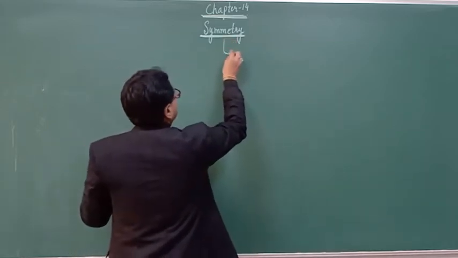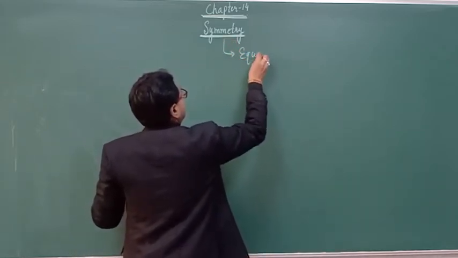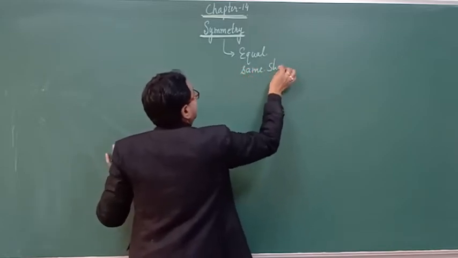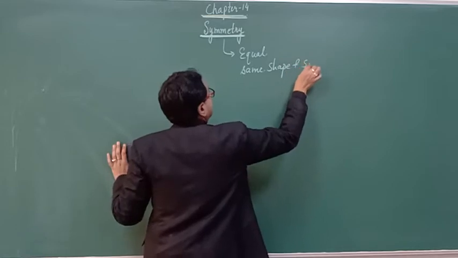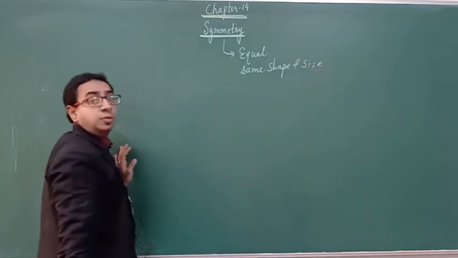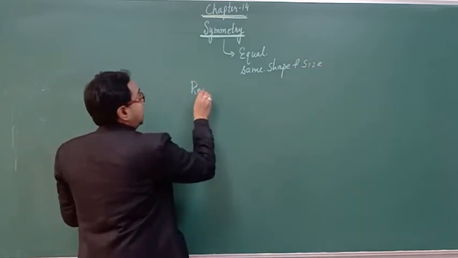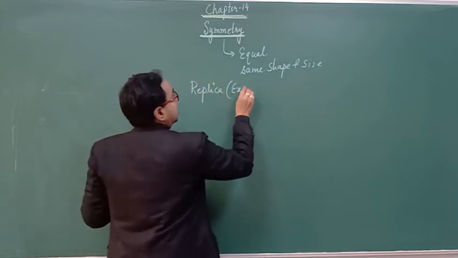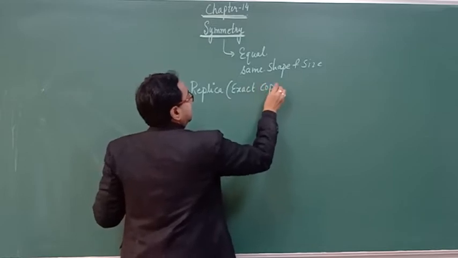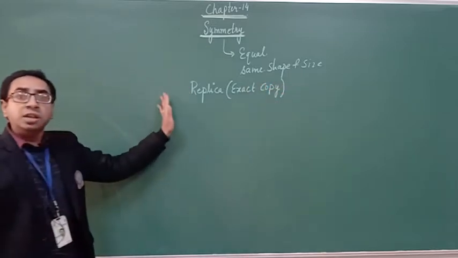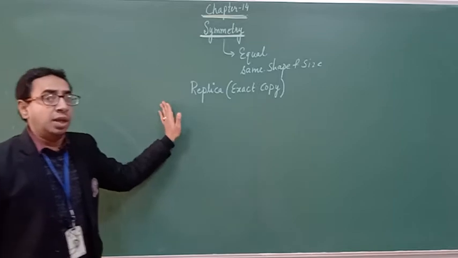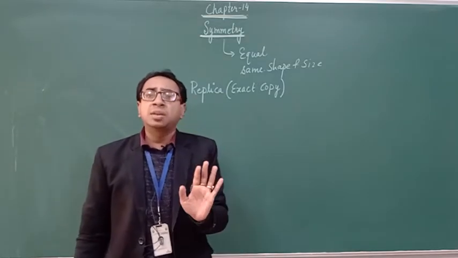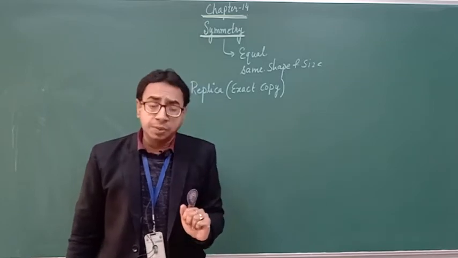Basically, symmetry means equal, same shape and size. One important word that comes to our mind is replica. Replica means exact copy. Right? This is your ideology related to symmetry. This is what we have to do. We have to prove that figures are similar in nature, the figures are symmetric in nature.